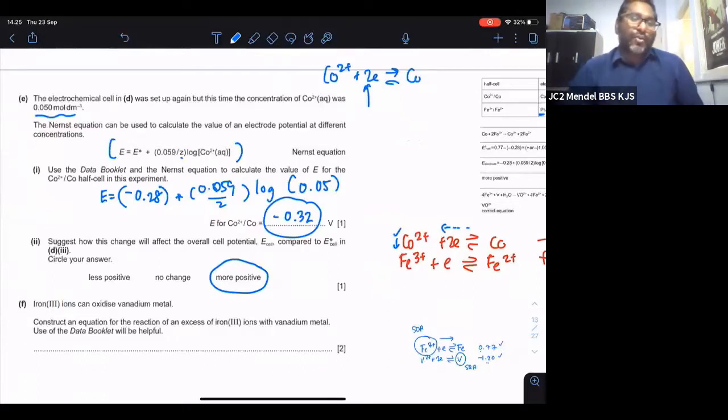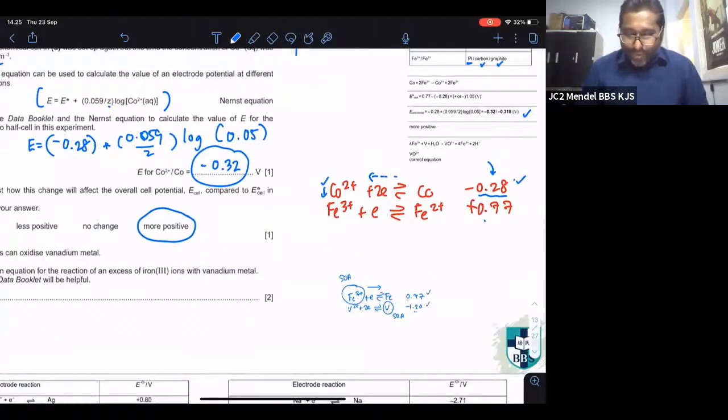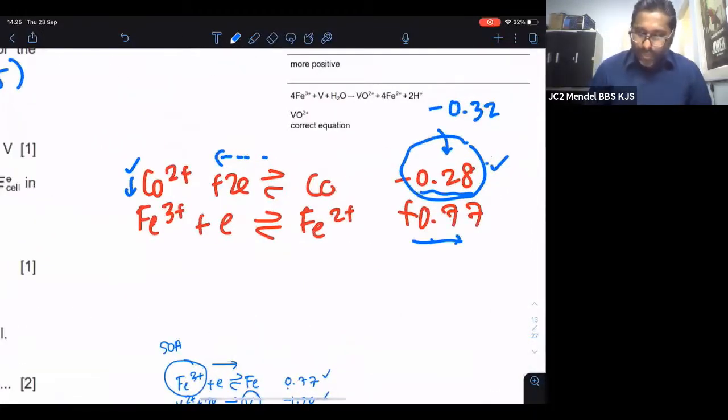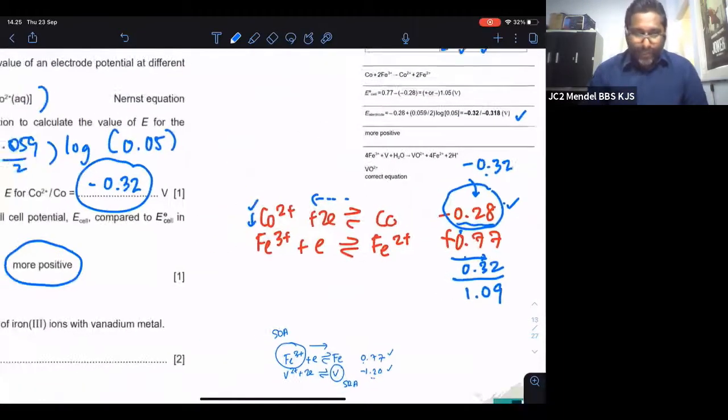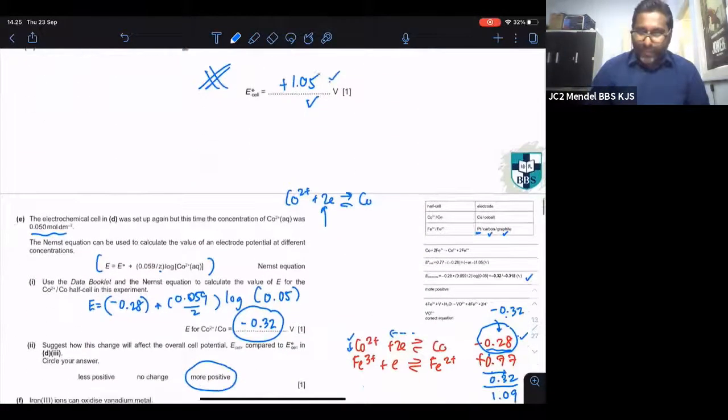But if you want to find out using calculation, also can. Nobody said cannot. If you calculate, you get negative 0.32 over here. So if I want to find the total E value, this one will go to the right, this one will go to the left, so it's going to be positive 0.32. You want to calculate, also can. You will get 1.09. So earlier it is positive 1.05, now you have positive 1.09.